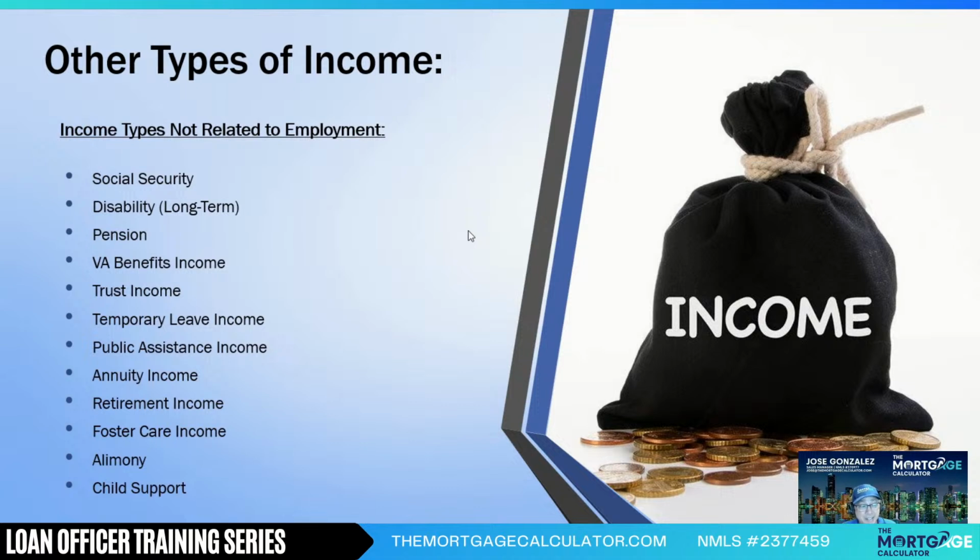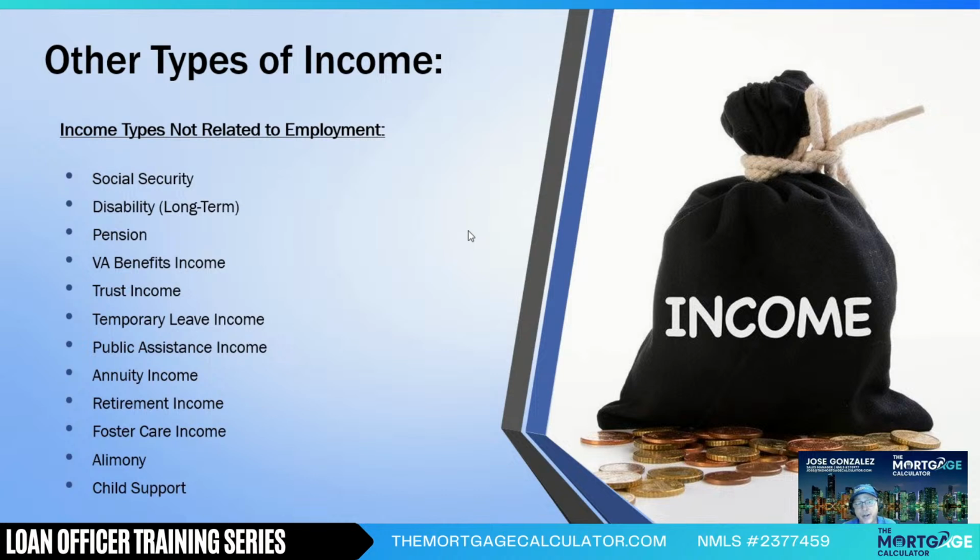Public assistance income, annuity income, retirement income, foster care. That's one that's pretty popular that we get every now and then. Somebody is either foster care or they're somebody's caretaker, right? And they receive the disability income payable to them, and then they provide support for their individual. Alimony, child support, right? So these are the most common ones.